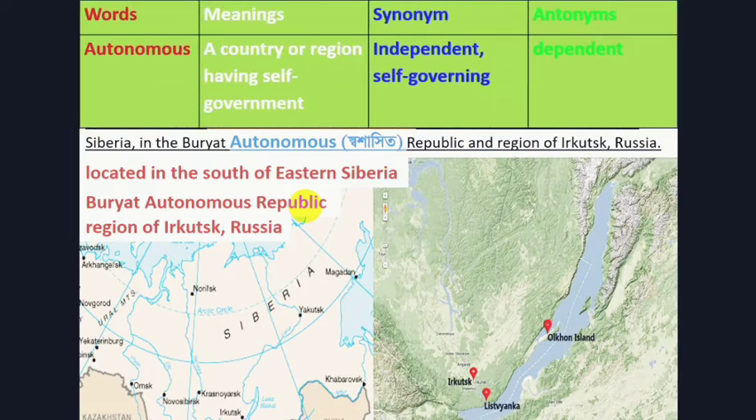Here we find a new word, that is autonomous, and the meaning of this word is a country or region having self-government. As a synonym you can use independent or self-governing, and as an antonym we can use dependent.